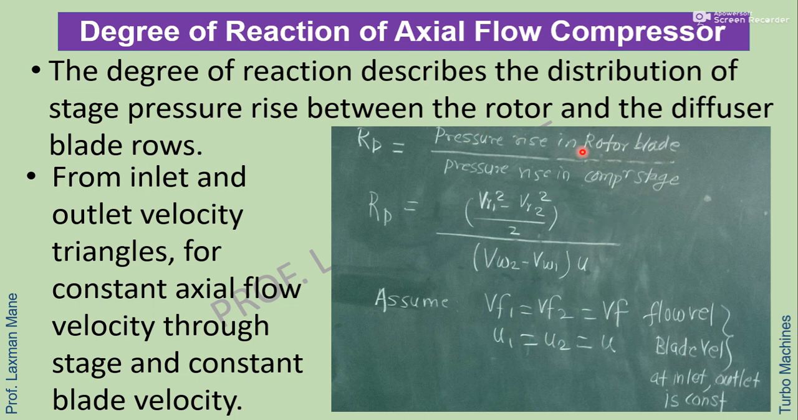So here pressure rise in rotor blade is given by the formula VR1 square minus VR2 square divided by 2, and pressure rise in compressor stage is given by the formula VW2 minus VW1 into U. Here it is assumed that flow velocities and blade velocities at inlet and outlet of the compressor are constant.